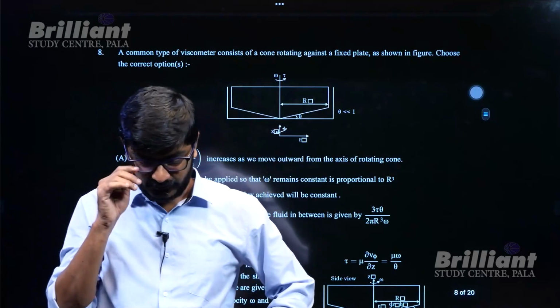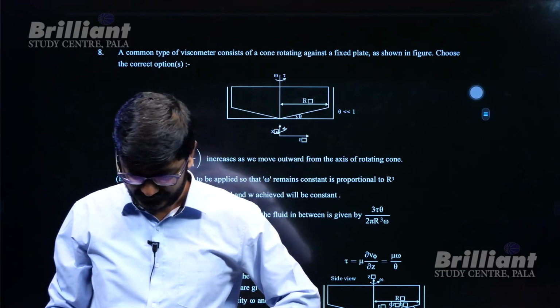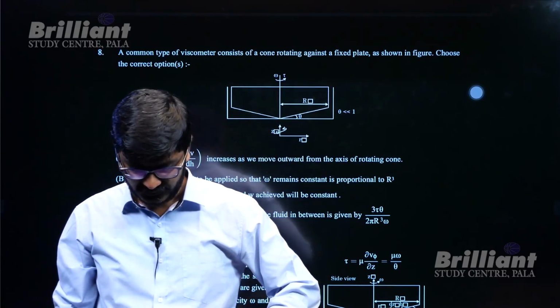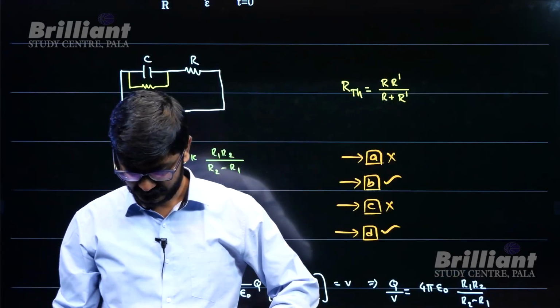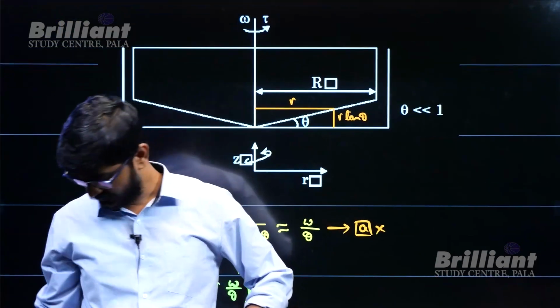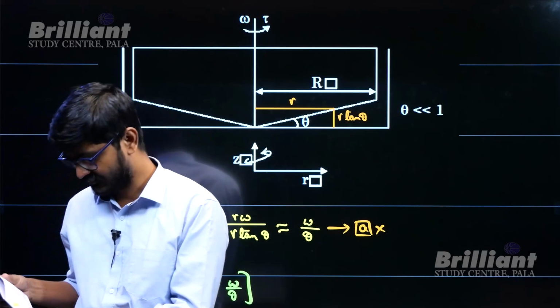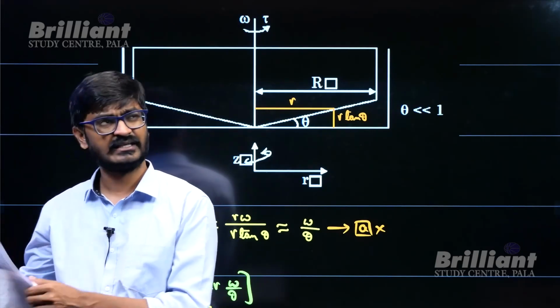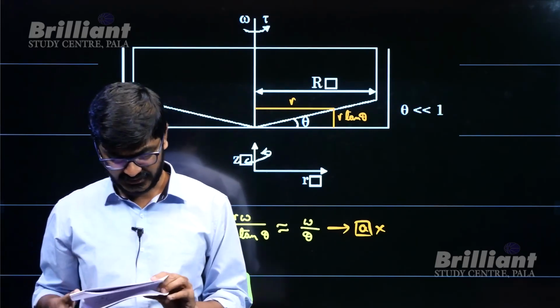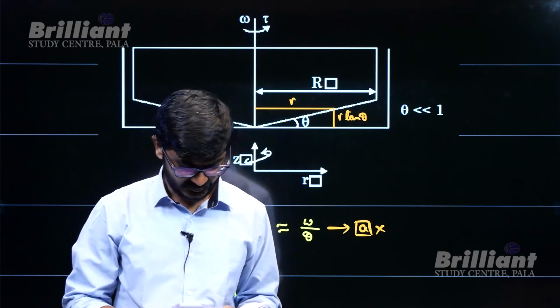A common type of viscometer consists of a cone rotating against a fixed plate as shown in the figure. Choose the correct options. Okay, so fine. So that's the figure, and they are saying about the first option, the shear rate dV by dH increases as we move outward.